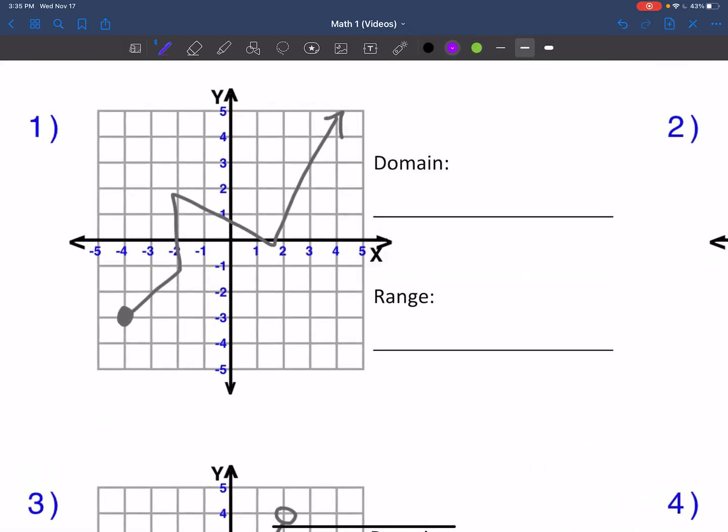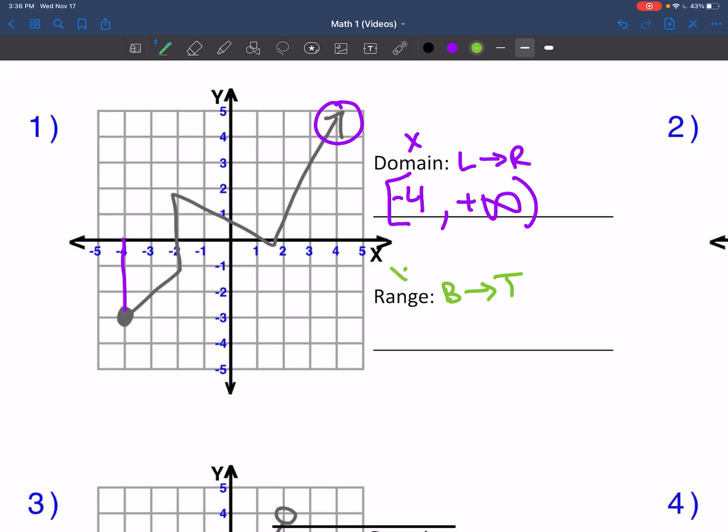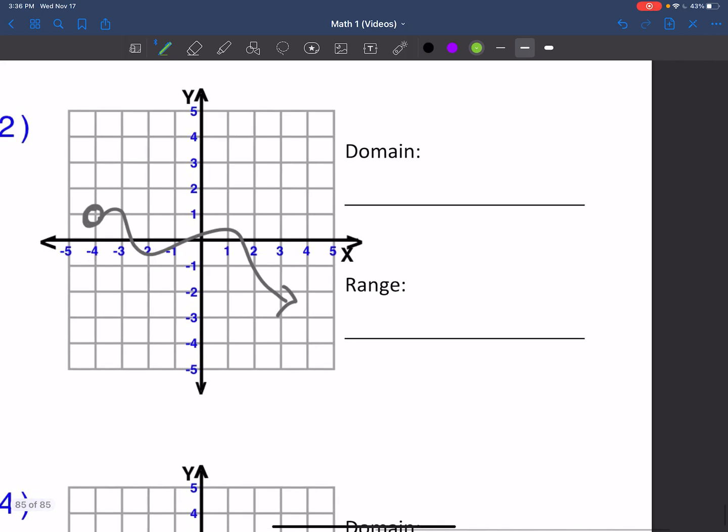So domain means the same thing as saying left to right. So we're using those x-axis numbers. So the leftmost, -4, closed bracket because it's a closed dot. Right side, we have an arrow. Arrows going to the right are positive. The range is going to be your bottom to top using your y's. So at the bottom we have a -3, closed bracket because it's a closed dot. And at the top we have an arrow. Arrows going at the top are positive infinities.